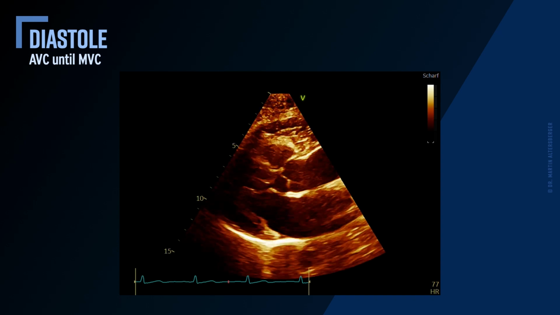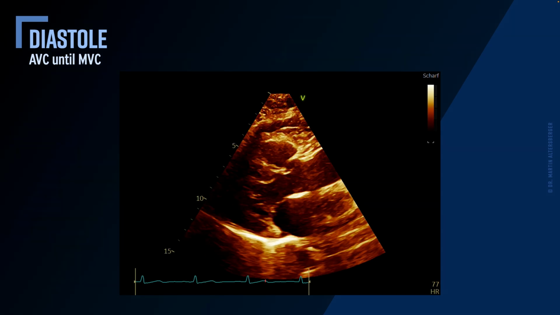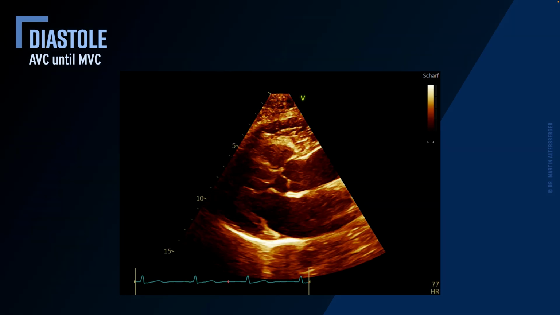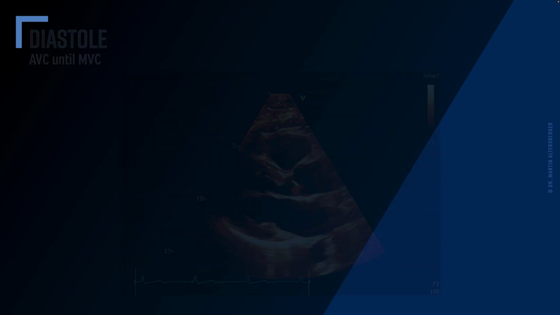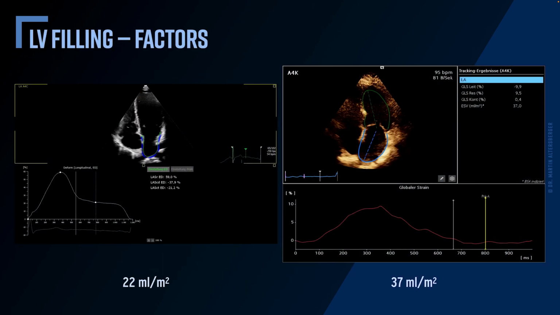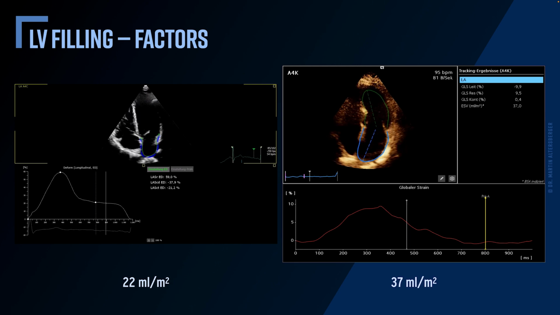Again, we take a look at the echo image. This is diastole, aortic valve closure until mitral valve closure. Now let's talk about some contributing factors. So here you see left ventricular filling is dependent on the left atrial volumes.